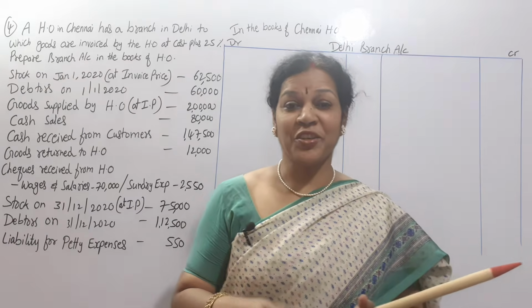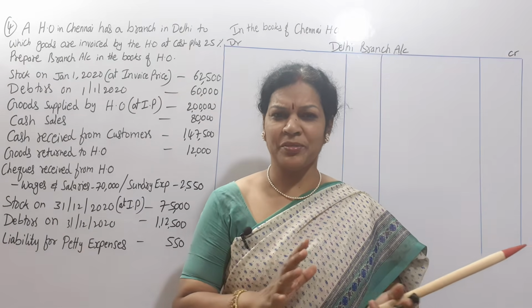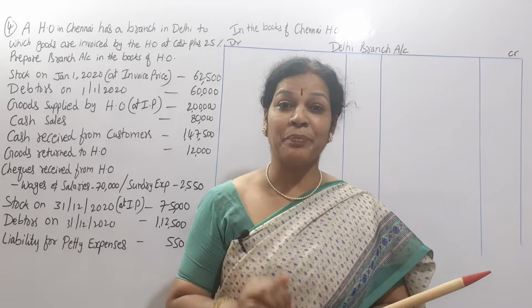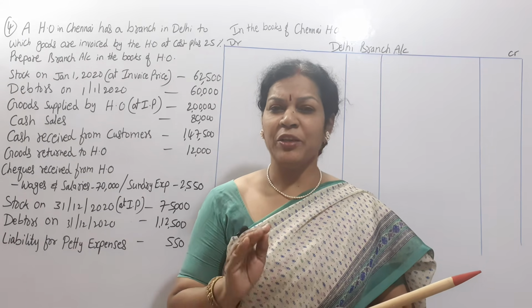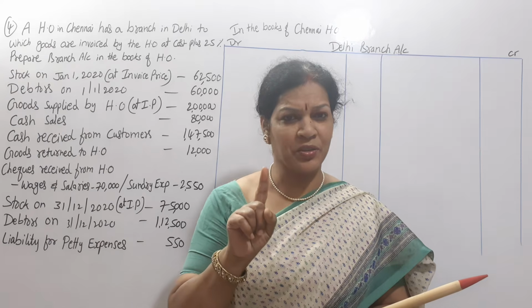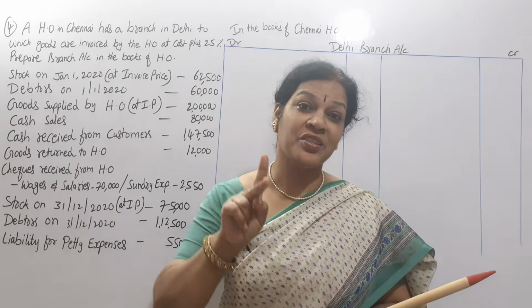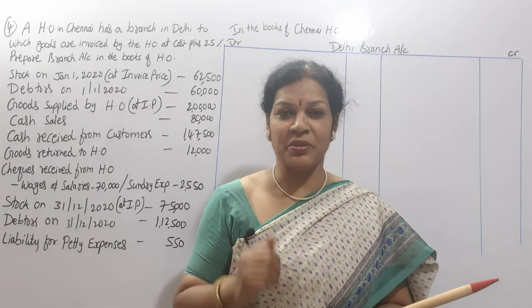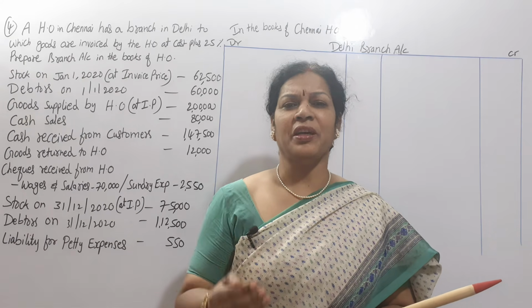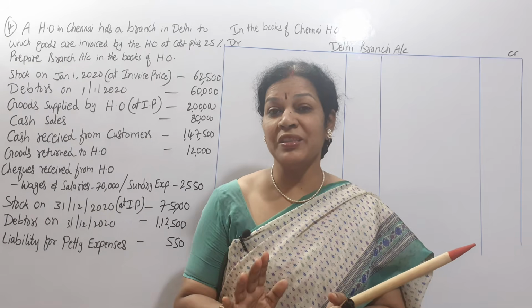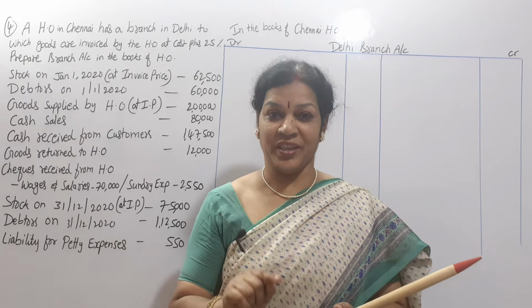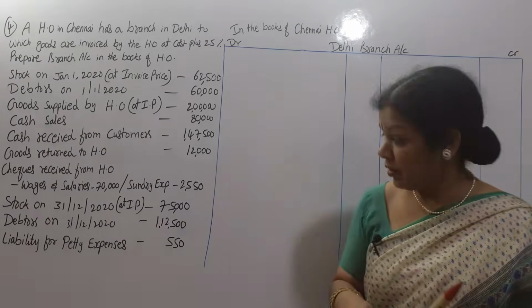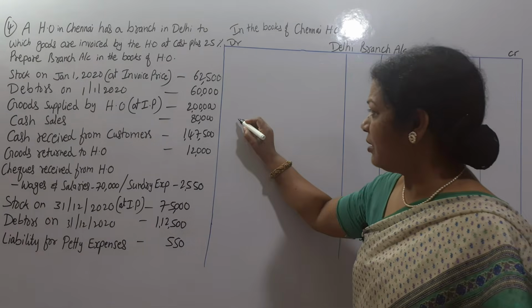So, branch accounts we are discussing. Branch accounts simple introduction and few problems we have done. Today invoice price problem we are going to do. Invoice price is of two types: one is cost price and the other is cost plus. Cost price means suppose at 20%, they are saying 20 by 100 we will take. Cost plus means 20 by 120, that is 20 by 100 plus 20. How can I show? I'll show here only.